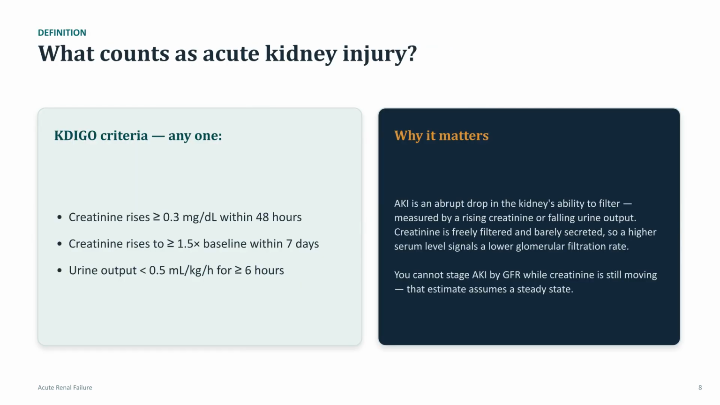The KDIGO criteria define acute kidney injury based on specific changes in creatinine or urine output. It is important to remember that creatinine is a marker of filtration, but these estimates assume a steady state. Therefore, we do not stage AKI by GFR while the patient's creatinine levels are actively shifting.